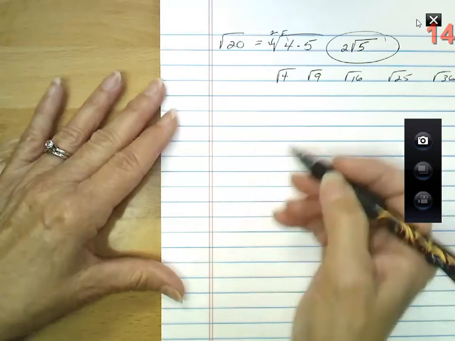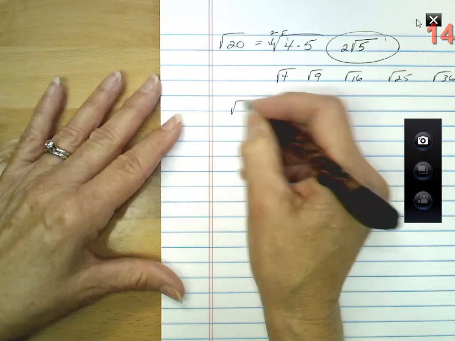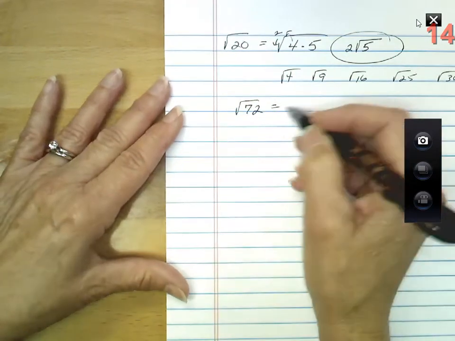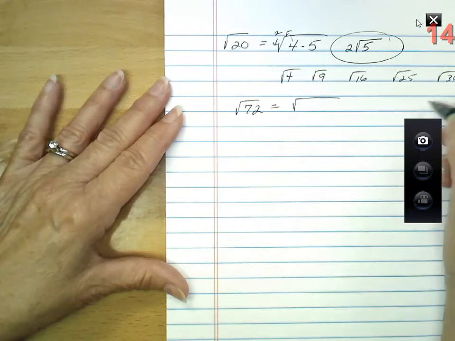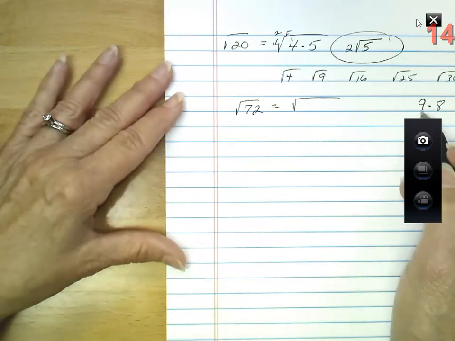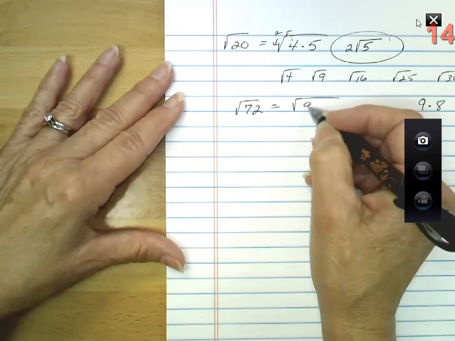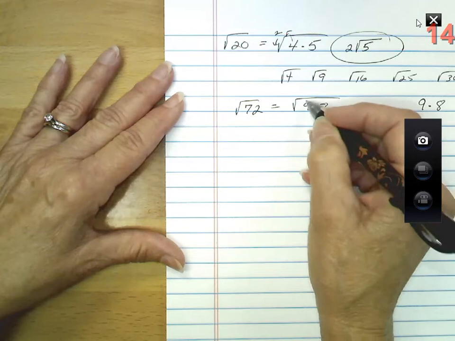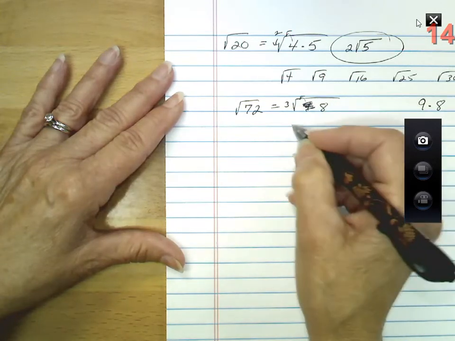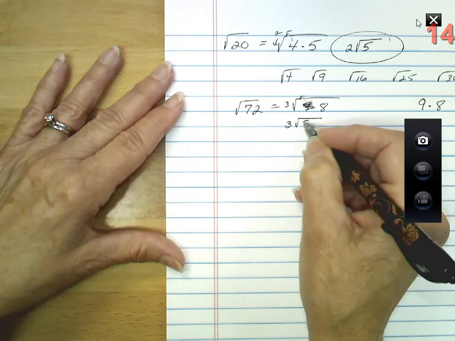If we did one like square root of 72. Now, if you think of things like 9 times 8 is one way to break it down, and 9 is a perfect square, so you could do that one. Square root of 9 is a 3, bring it out, so it's here, it's no longer there, so you have a 3 onto the square root of 8.